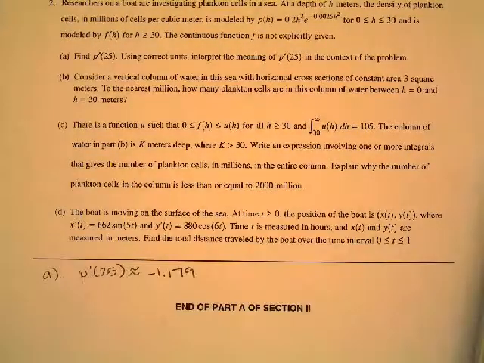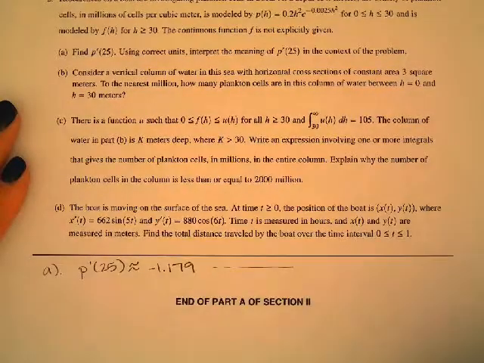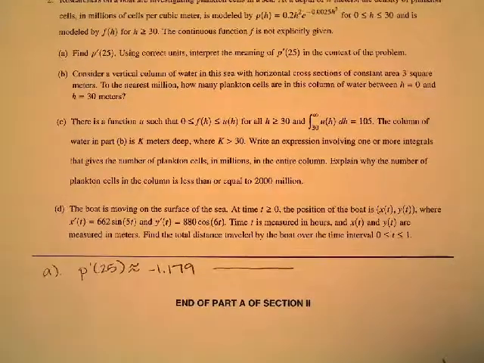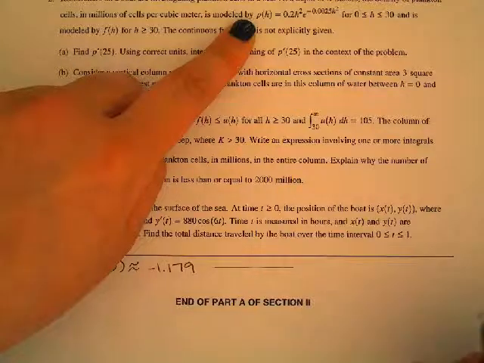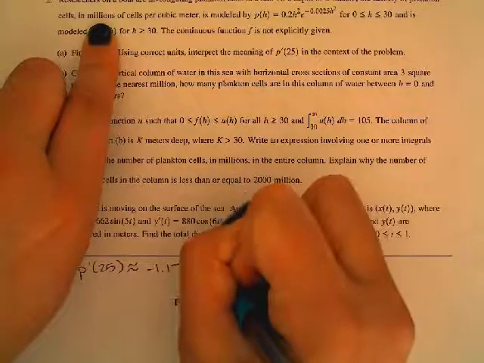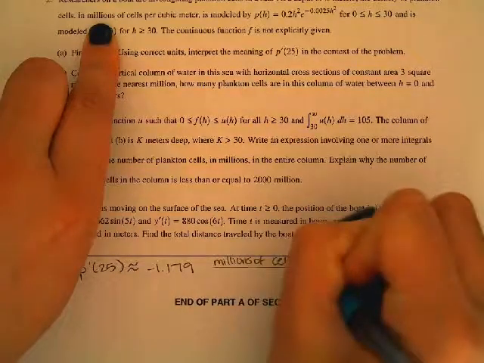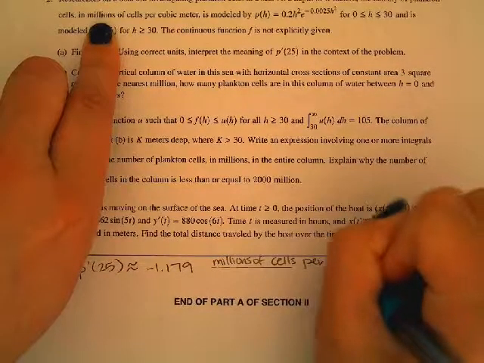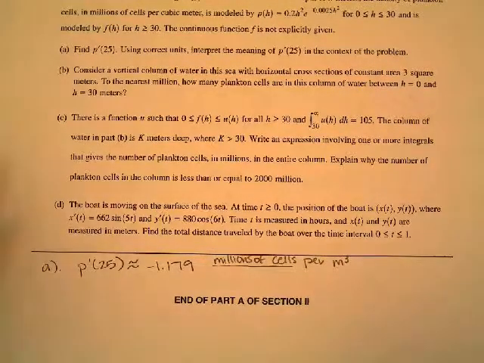Then it wants us to interpret the meaning in the context of the problem. Before I do that, I'm going to figure out my units. The units of the y-coordinate, or the P of H, was the density of the plankton cells in millions of cells per cubic meter. So we're going to say millions of cells per meter cubed. And the x-coordinate, or the h-coordinate, was the depth in meters.